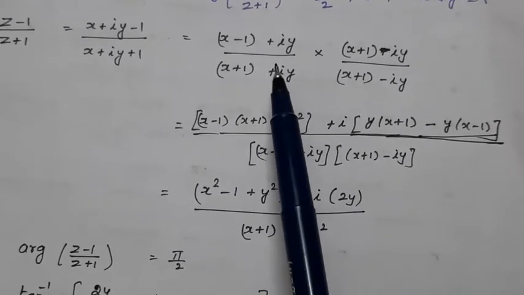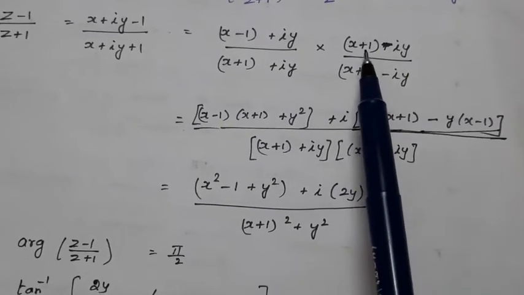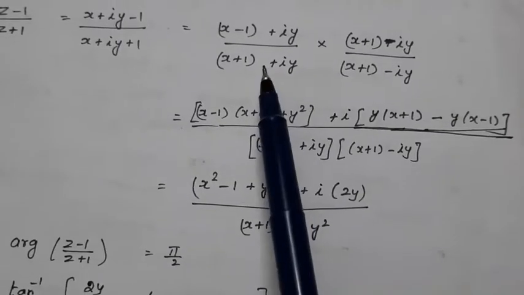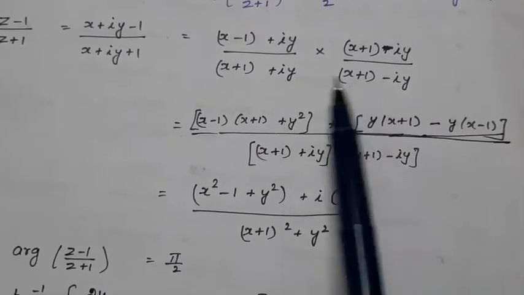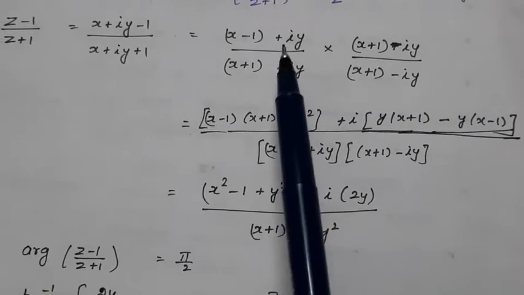So in order to make it in the proper way, you have to multiply and divide by the conjugate of the denominator. So (x plus 1 minus iy) by (x plus 1 minus iy). The denominator will be the product of their complex conjugates, so it would be equal to (x plus 1) squared plus y squared. And what happens to the numerator?